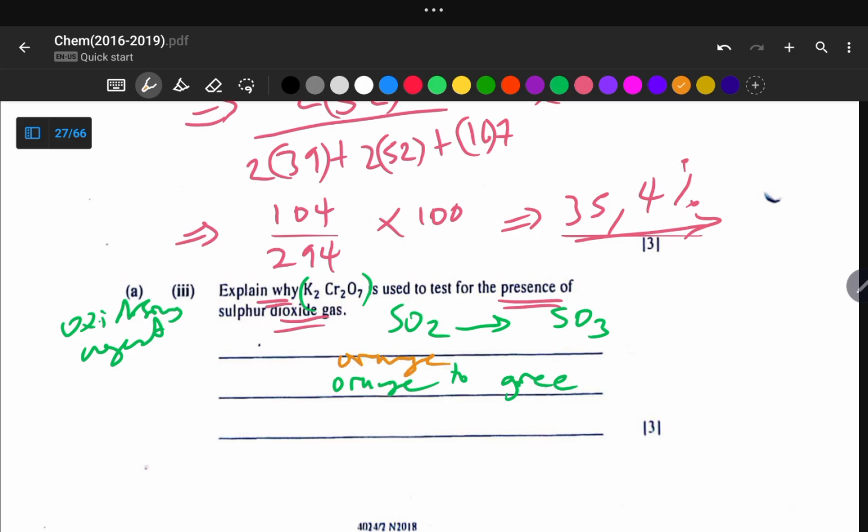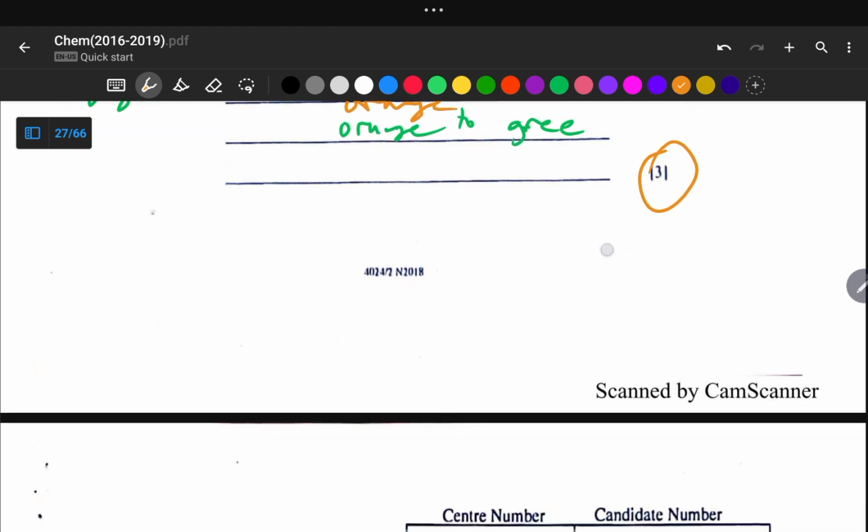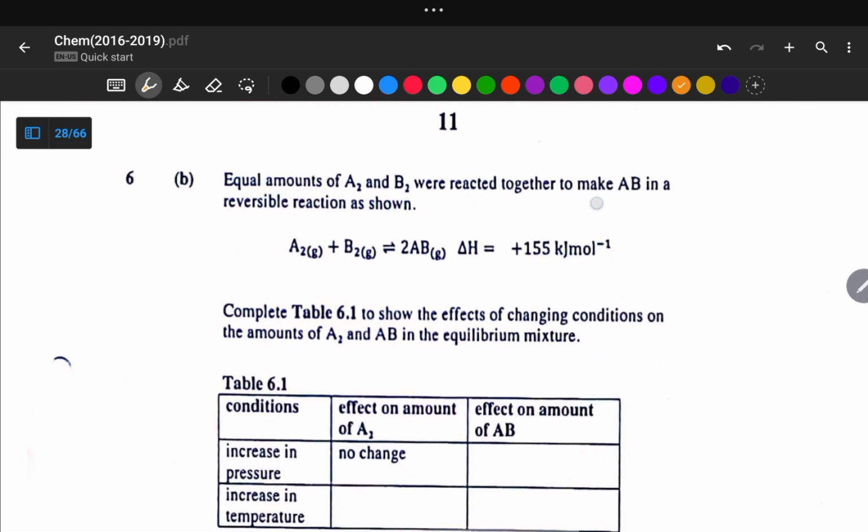So we are going to note the color change. The color change is visible. That confirms the presence of sulfur dioxide, right? So that's why we use potassium dichromate. And then we now move to number 6B.